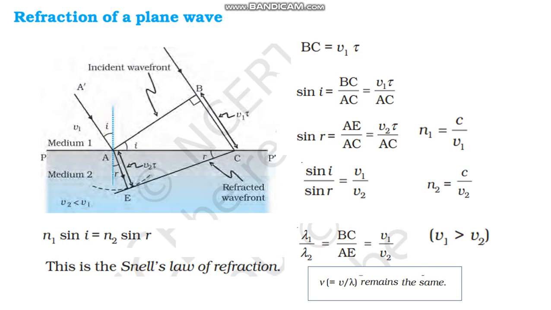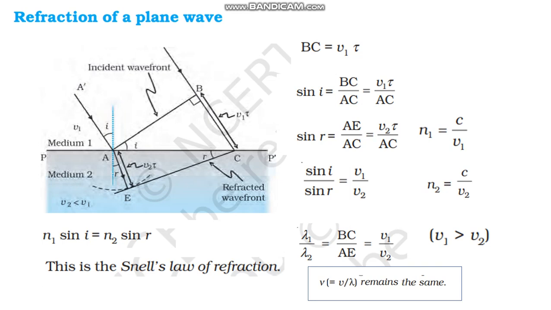Now this phenomenon in light rays, reflection and refraction, can be explained using the wave theory also. That is what we are going to do using Huygens principle, and this refraction we are going to see now. Refraction can be explained using the concepts of Huygens principle.